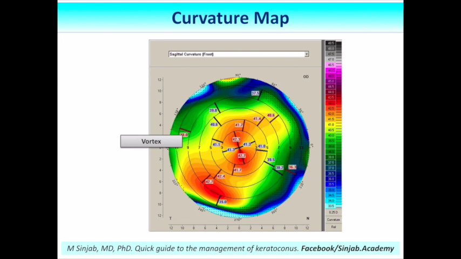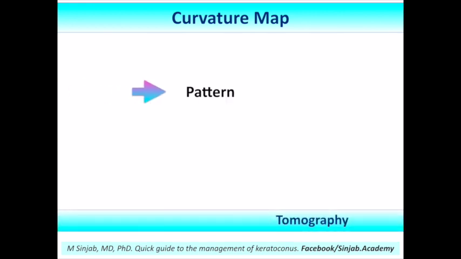This is the vortex pattern. Look at the distribution of the red and blue segments. The red segments represent the steep parts of the cornea, and the blue segments represent the flat parts of the cornea. Whenever the distribution is in a vortex pattern, this is the vortex shape, which is abnormal. So in summary, we have to look at the pattern, at the symmetricity of the two segments, and the angle between the axes of these two segments.